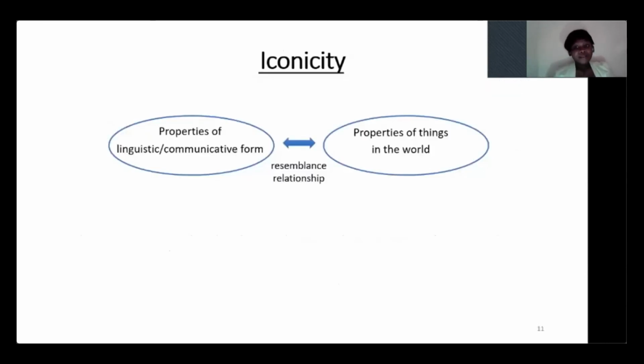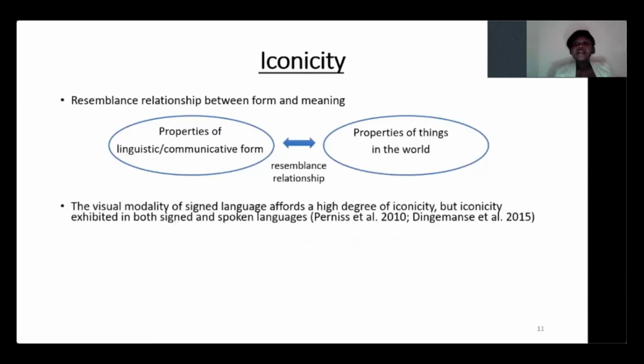So back to the definition. Iconicity has to do with the resemblance relationship between form and meaning. So we look at the properties of the linguistic form and the properties of the things in the world, how they resemble each other. And the visual modality, of course, affords a high degree of iconicity, but iconicity is exhibited in both signed and spoken languages.